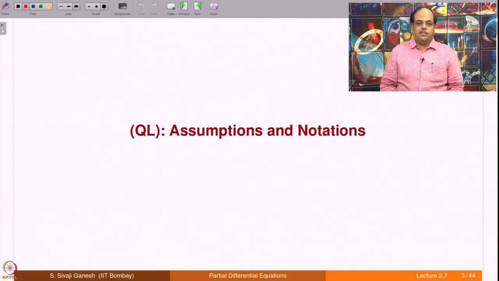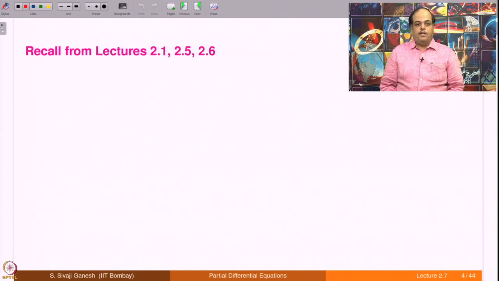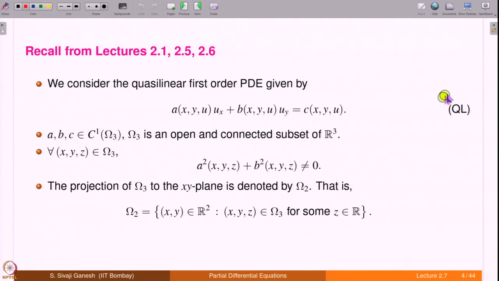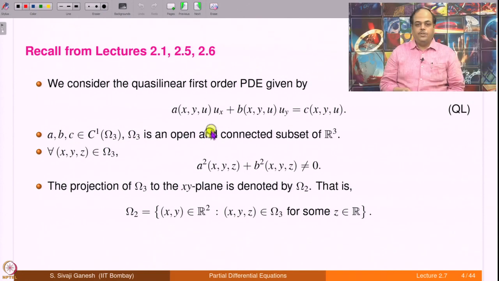So, assumptions and notations in the context of quasilinear first order partial differential equations. This has been revisited many times, in lectures 2.1, 2.5, and last time also in lecture 2.6. The quasilinear equation, which we denote by QL, stands for the equation A u_x plus B u_y equal to C. A, B, C are C1 functions on omega 3, where omega 3 is an open subset of R3, such that A squared plus B squared is not equal to 0 at every point of omega 3. The projection of omega 3 to the xy plane is denoted by omega 2.